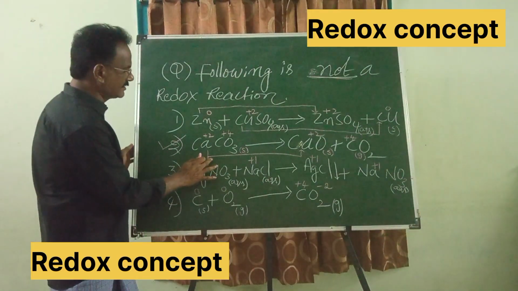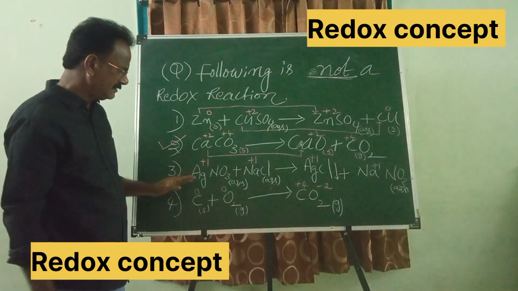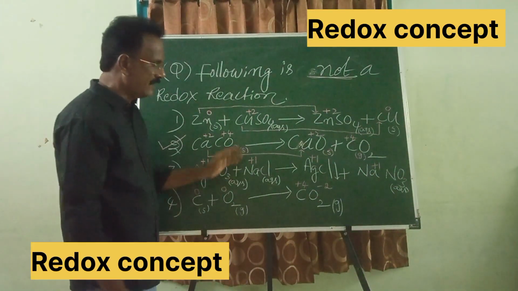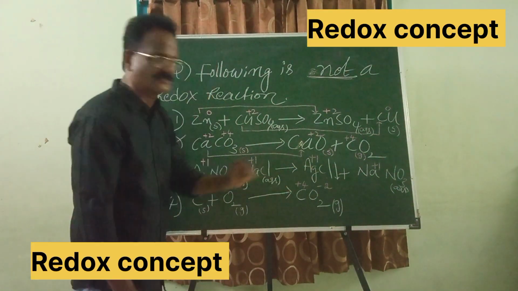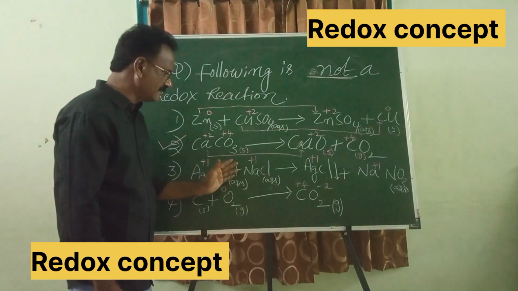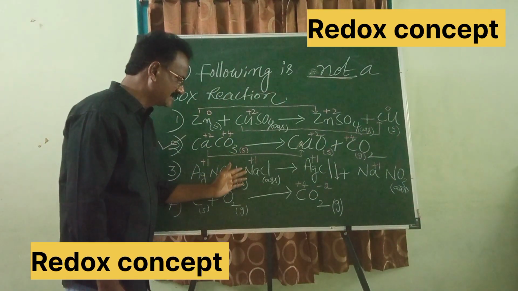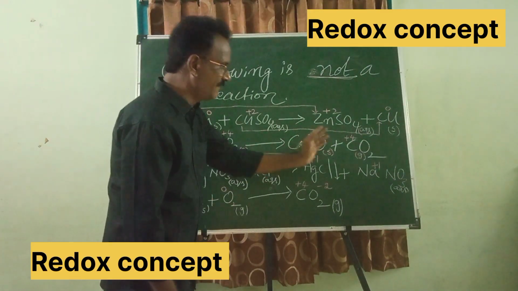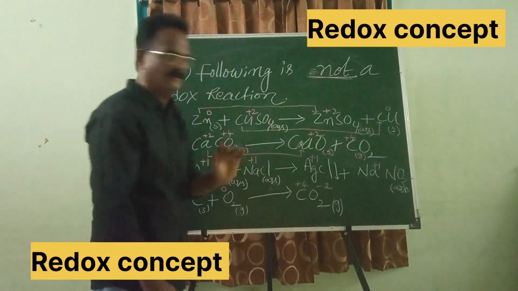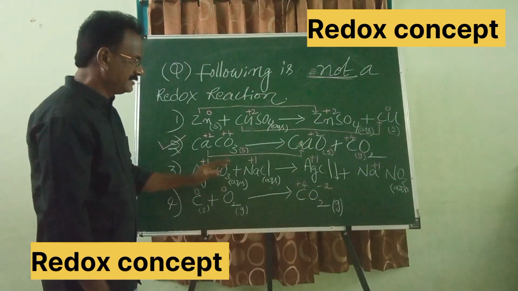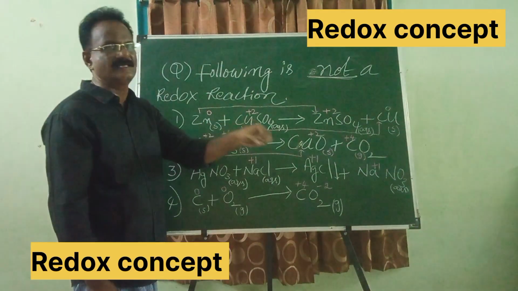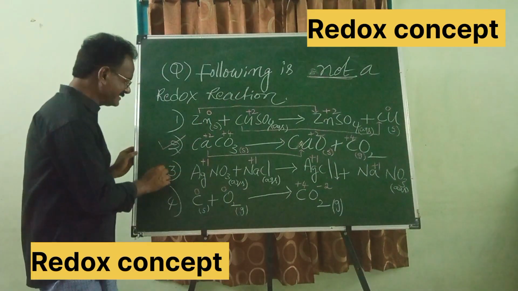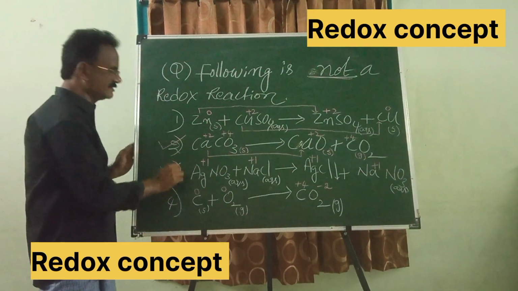What is the oxidation state of silver here? +1. What is the oxidation state of silver after involving in the reaction? +1. What is the oxidation state of sodium before involving in the reaction? +1. What is the oxidation state of sodium after involving in the reaction? +1. Here also there is no change in oxidation states. Are you understanding? So this is also not a redox reaction.